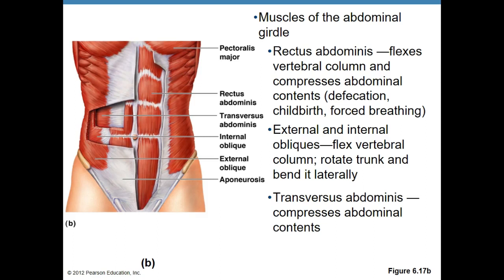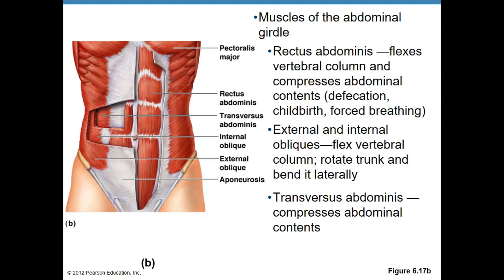Okay, let's go on and talk about the abdominal girdle. So the abdominal girdle has a couple of layers of muscles. The one that you're probably most familiar with is the rectus abdominis. This is those center lines. So when someone has a really nice six-pack or something like that, they usually have very nice rectus abdominis. And this is going to be responsible for flexing the vertebral column and also compressing abdominal contents, so important for a lot of those internal processes.